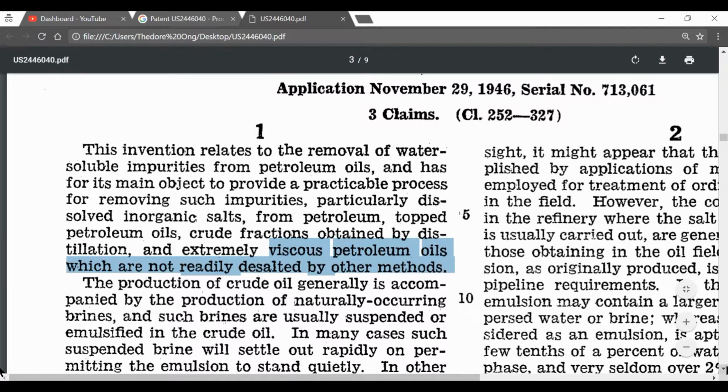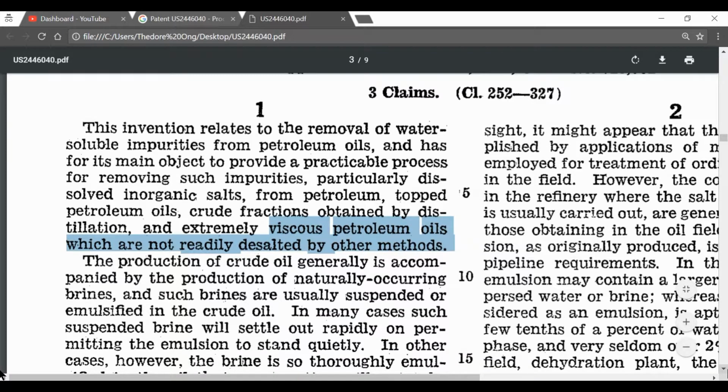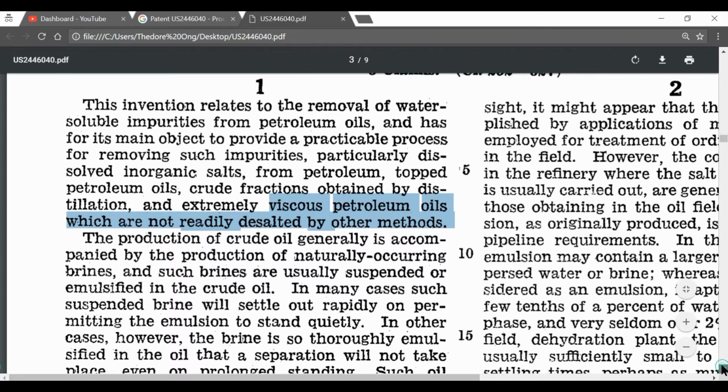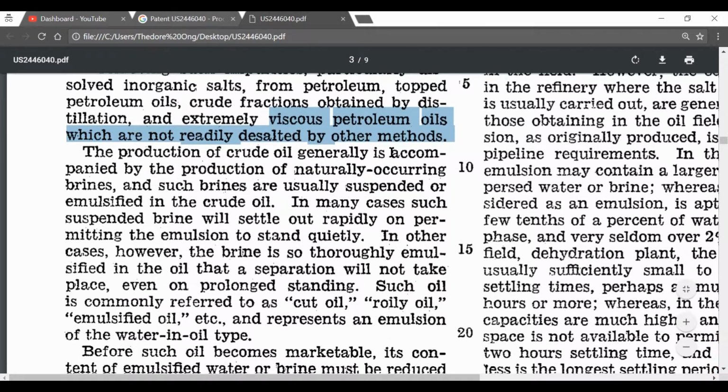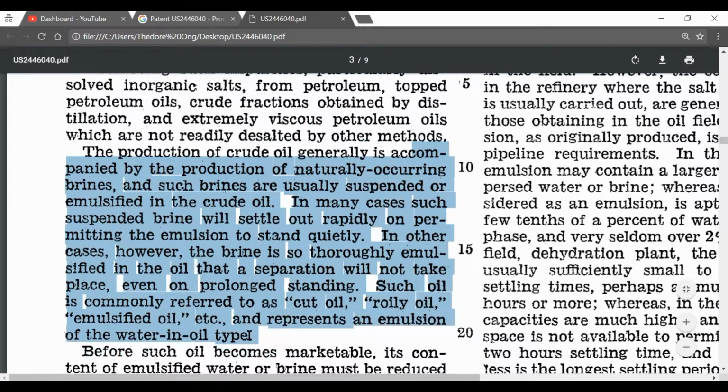So basically, this invention is supposed to cater to very viscous crude oil, which is very thick. As you know, today the API values of oil tend to get lower and lower. As they get lower and lower, the tendency for them to be thick is higher. So you probably need very good desalters like these that cater to that kind of viscosity.